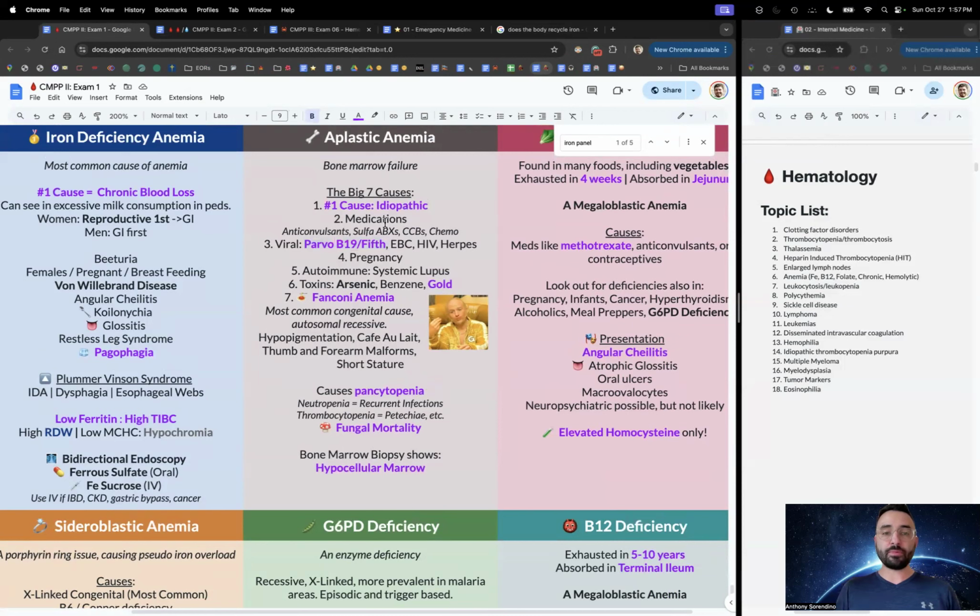Parvo, which is that slapped cheek fifth disease. I think I meant to say EBV here, probably. I don't know what EBC is. That's probably Epstein-Barr.